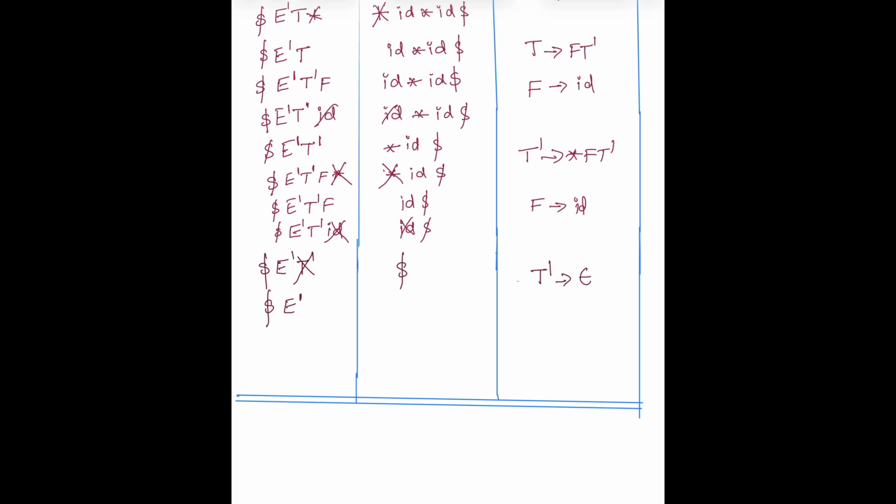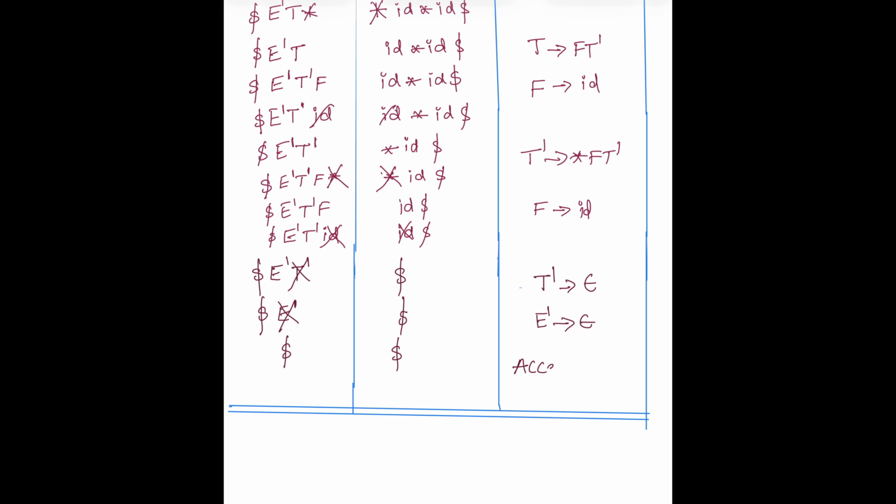The next is dollar E prime. The top is E prime and the input is dollar. We apply E prime produces epsilon, so E prime will disappear. So the final step is stack is dollar, input is dollar. Now both the stack and input contain only the end marker, that is dollar. Since it is matched, the parser accepts the input string. I hope you guys understood. Thank you.